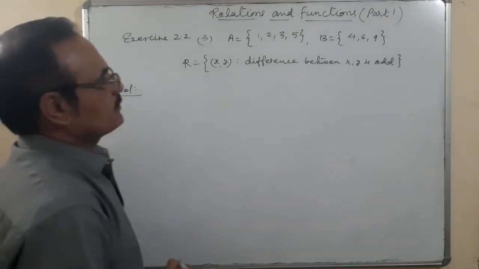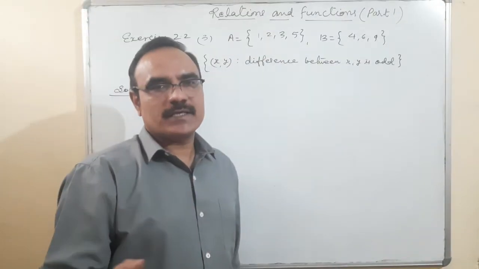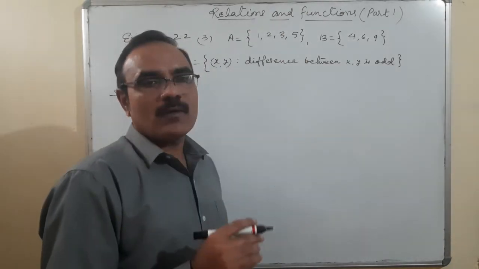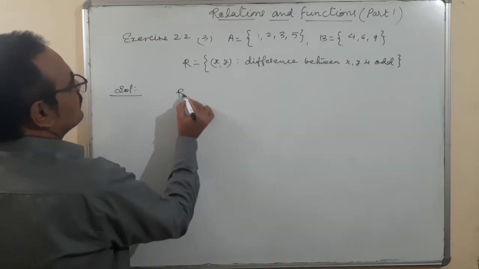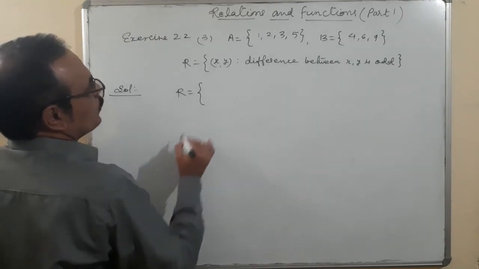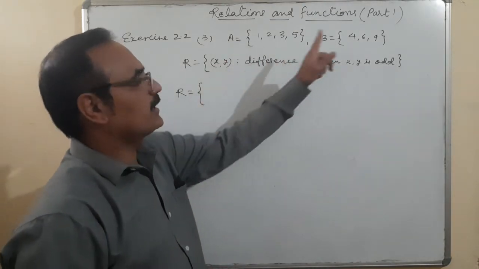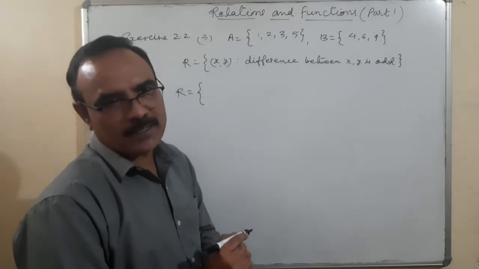R in a roster form. This is a set builder form, in which an expression is there. Remember chapter number 1. So we are converting it into the roster form. R is equal to, which condition is given? (x, y), x taken from A and y taken from B, it's clearly mentioned, and the difference between x and y is an odd number.